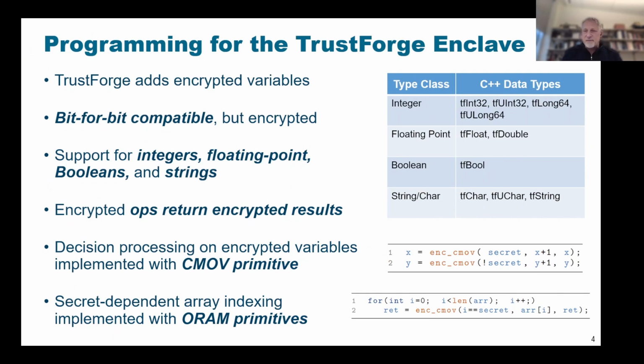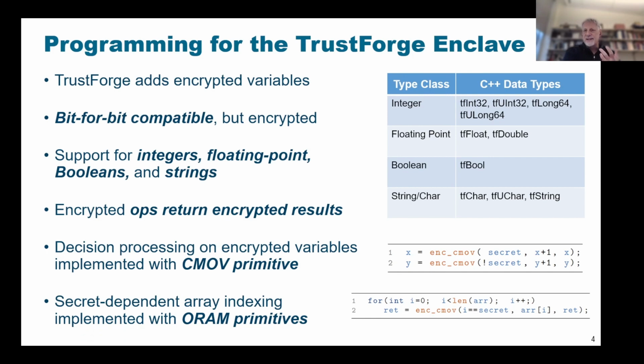Programming the TrustForge enclave is pretty straightforward. Basically, all you have to do is decide what variables in my program I want to protect, and I just declare those as TrustForge variables. So essentially, integers, which were ints and unsigned ints, become TrustForge ints and TrustForge unsigned ints. These encrypted variables are bit-for-bit compatible in terms of their semantics with the unencrypted variables, but they're encrypted.